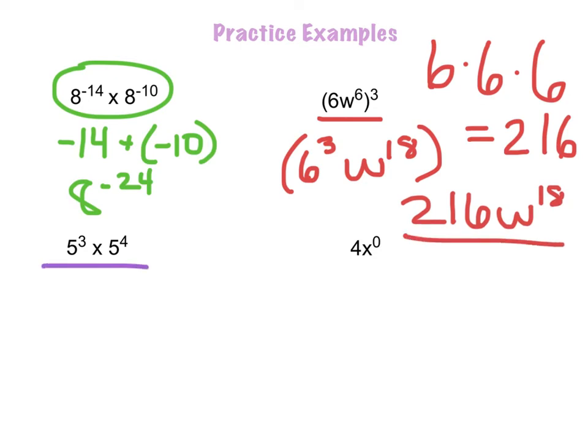Now, for this problem, you have to do the addition from multiplication again. So we keep the bases because they're the same, and you add 3 plus 4, so you get 5 to the 7th power as your final answer.